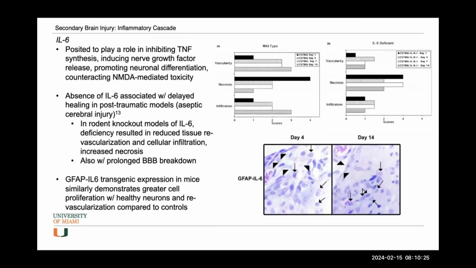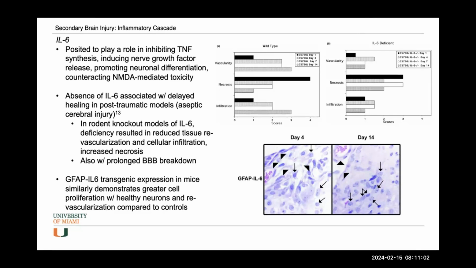Another factor to consider is interleukin-6. So unlike TNF alpha, interleukin-6 has been posited to play a role in inhibiting TNF alpha synthesis, inducing nerve growth factor release, and promoting neuronal differentiation, and counteracting some of that glutamate-mediated excitotoxicity that can happen after a TBI. So in rodent studies, again, absence of interleukin-6 has been associated with a delayed healing process. So these mice undergo aseptic cerebral injury where a cotton swab that's placed in liquid nitrogen is pressed against the skull as a mimic of direct head trauma.